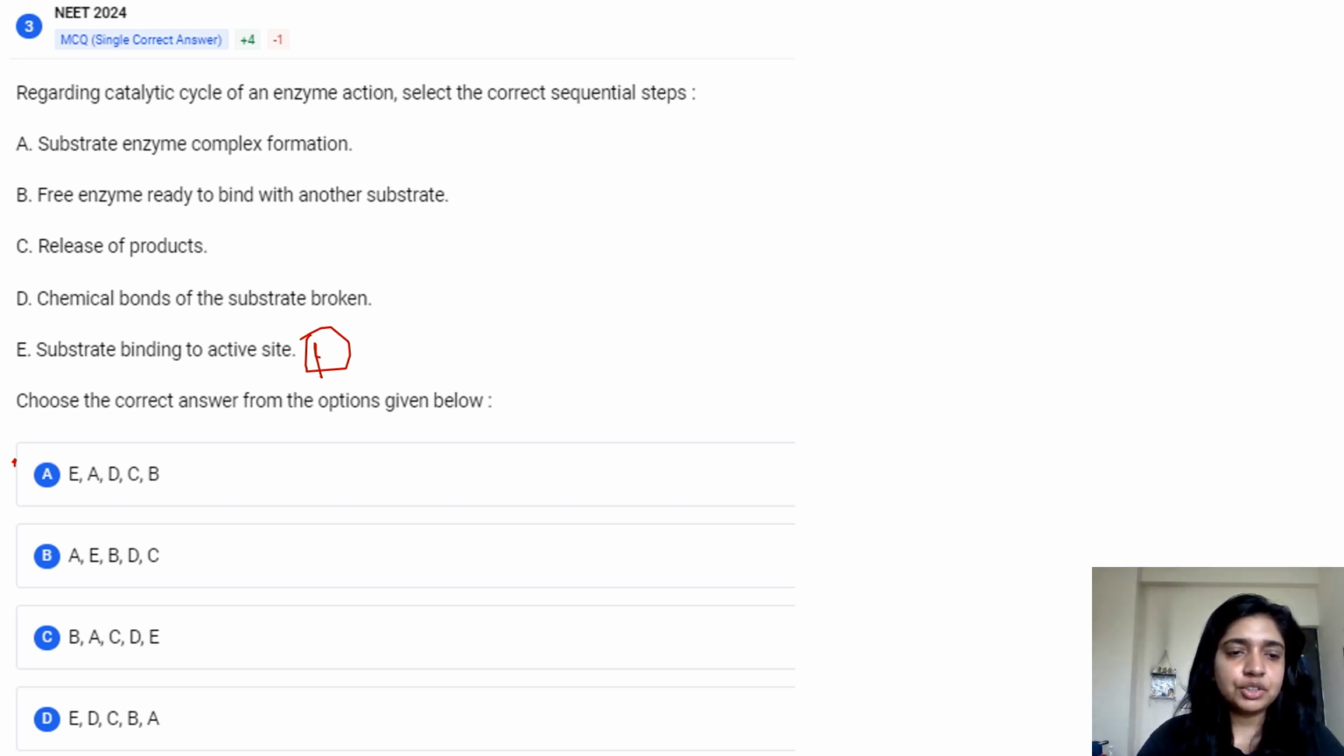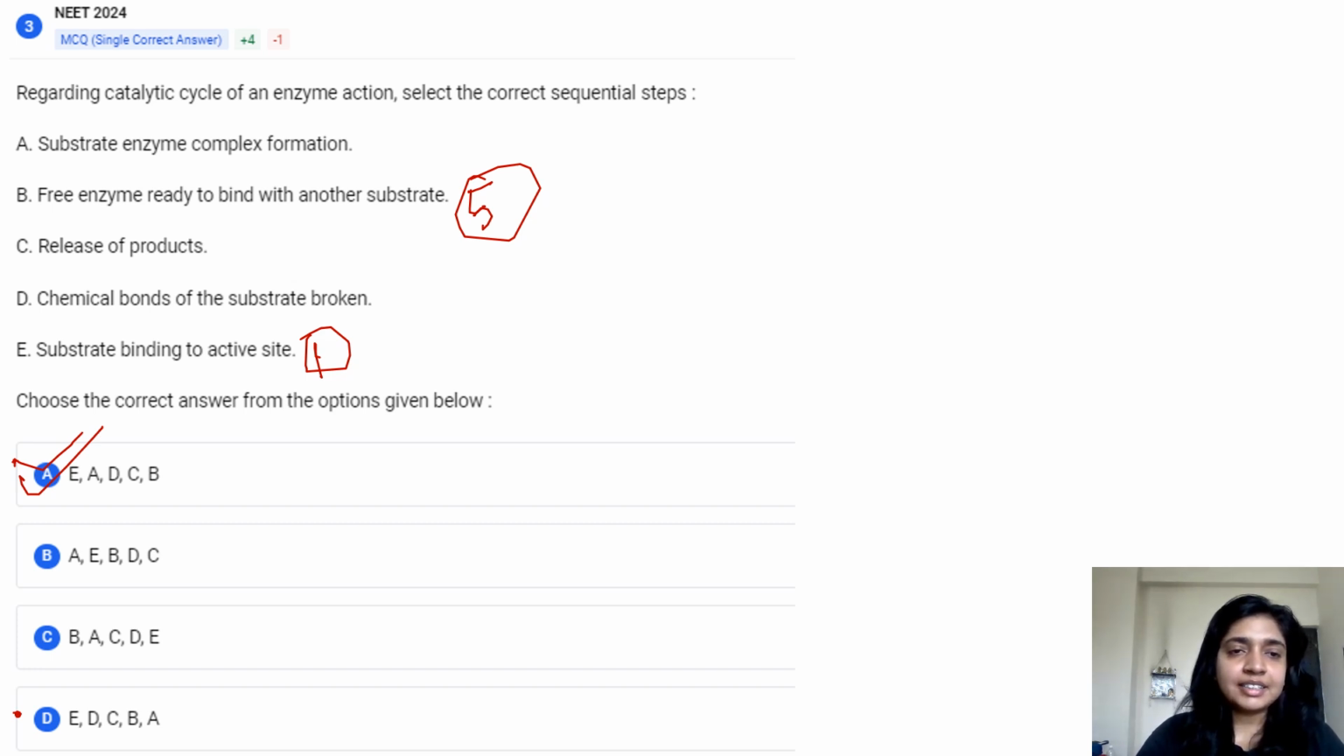So between these two, we have to select. And the last would be that the free enzyme is ready to bind with another substrate. So this would be your last. So B should come at end. So this is your correct option. This is how you can save time in the exam as well. But let's just try to solve it taking our time right now.